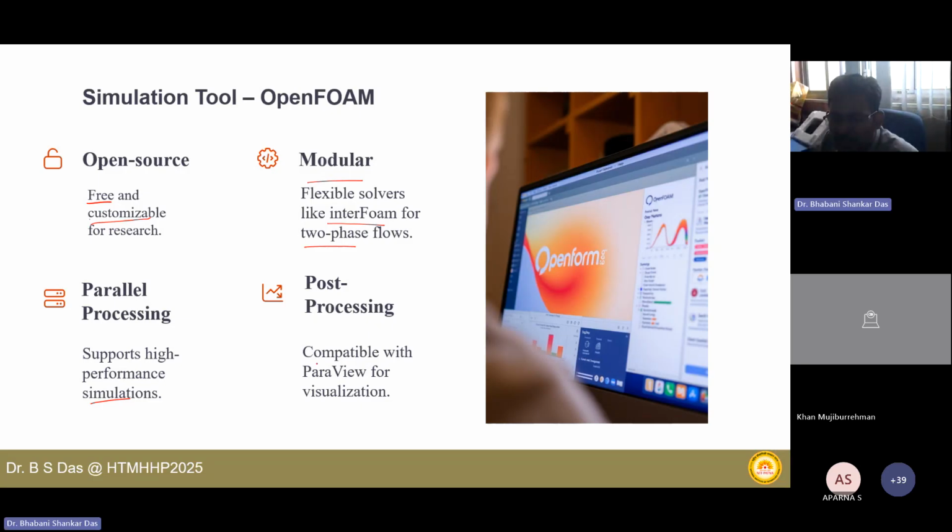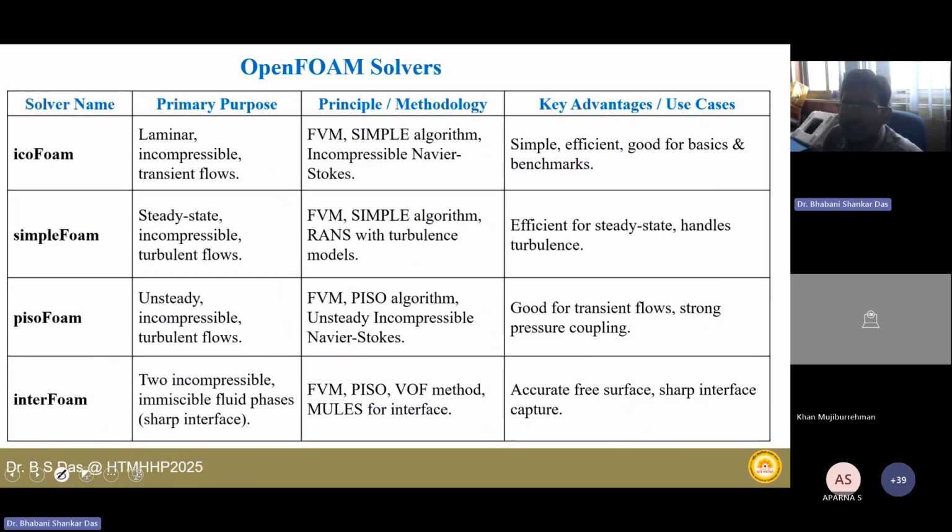And to display the results, you need ParaView, a visualization tool through which you can see the results like discharge, shear, and depth of flow. Now going to the different solvers of OpenFOAM, there are different solvers: icoFoam, simpleFoam, pisoFoam, and interFoam. And different solvers are for different purposes.